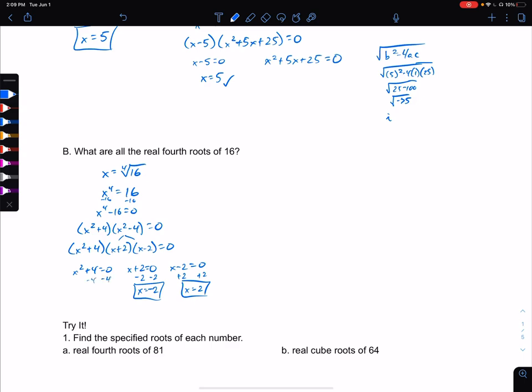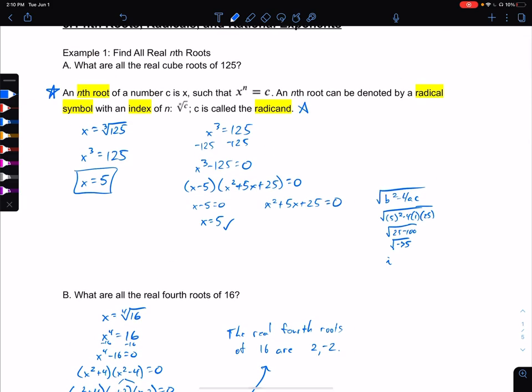Over here, however, if I try to take the square root, I'm going to have an i value in there. I'm not even going to finish that one. Since that's an i value, that's going to be an imaginary root, so we don't care about that. We're just going to eliminate it. So the real fourth roots of 16 are 2 and -2. You can write that in whatever way you want, but that's the idea.